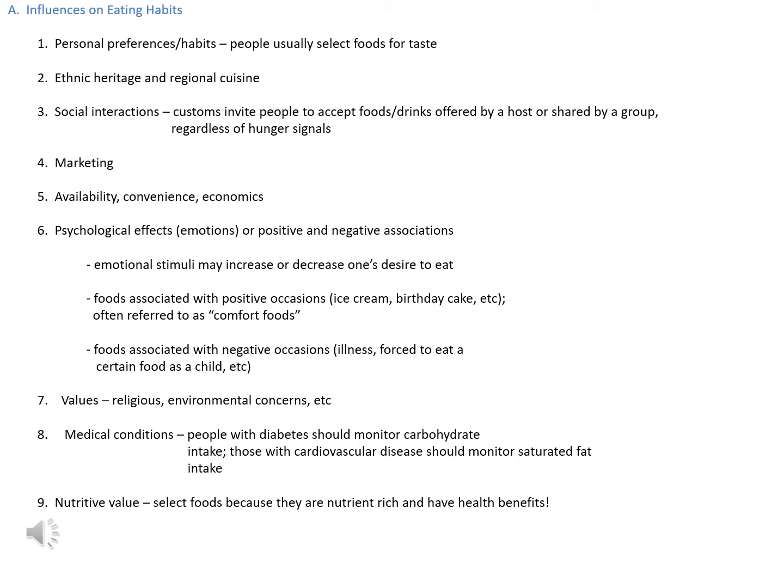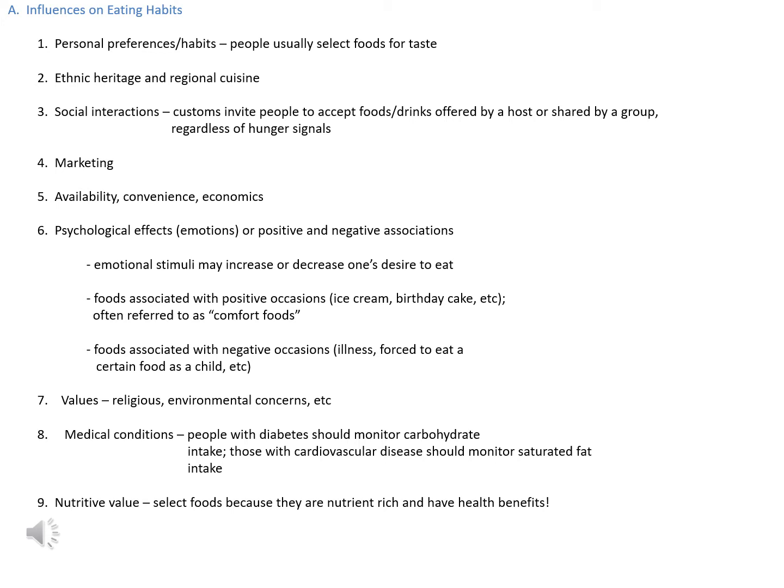Social interactions, another influence. Meals are often considered to be social events, and what tends to be available at these gatherings certainly is going to affect what we choose to eat. Marketing definitely comes into play. It's a major influence on food choices. The food industries compete for our food dollars on a daily basis, trying to persuade us to eat more, especially of their foods.